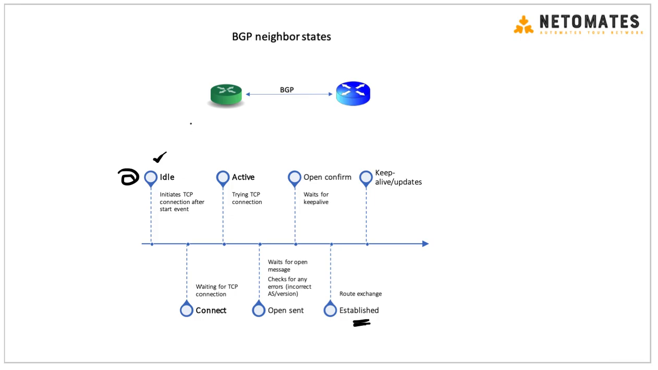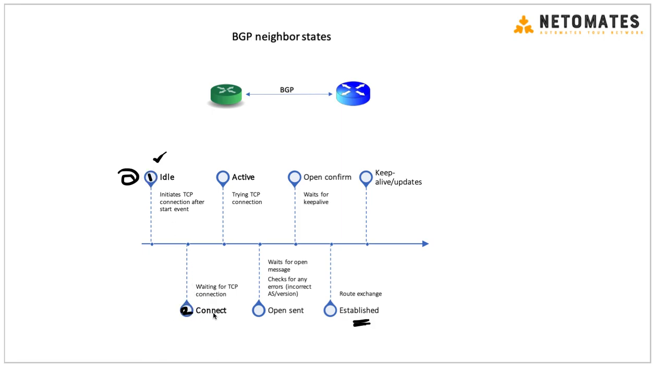In the idle stage, the router will try to initiate the TCP connection after a start event. The start event occurs whenever you configure a neighbor on this router. Configuring a neighbor will generate a start event. Then the router will try to initiate a TCP connection. Then it will go into the connect state.